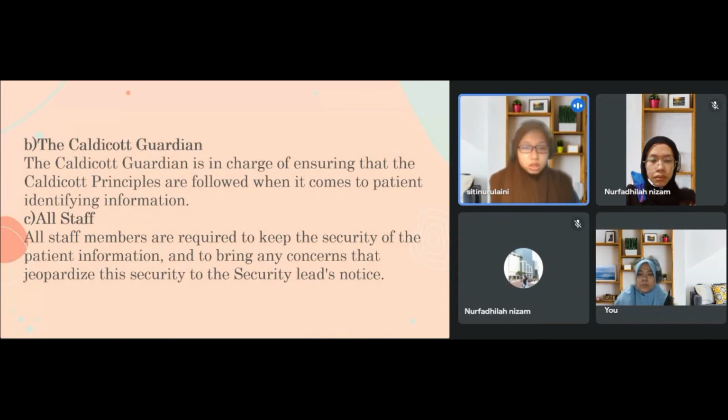Next is the Caldicott guardian. The Caldicott guardian is in charge of ensuring that the Caldicott principles are followed when it comes to patient identified information. Next is all staff. All staff members are required to keep the security of the patient information and to bring a concern that jeopardize its security to the security lead.